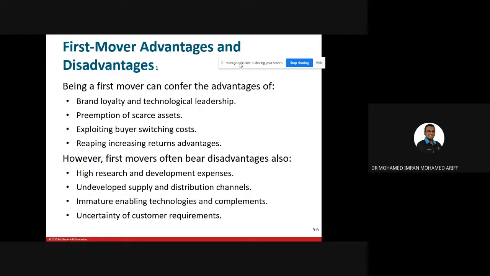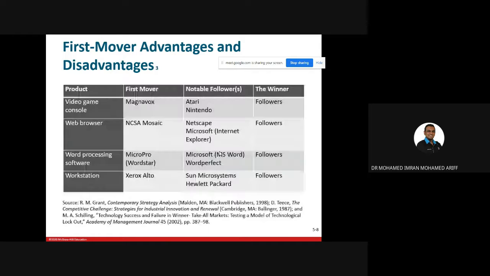So first movers ni dia ada advantage dia because high research and development. So the expense is there lah. So you are the first one yang buat benda ni, so your R&D cost is a lot. Okay, so that is the first advantage of having first movers.